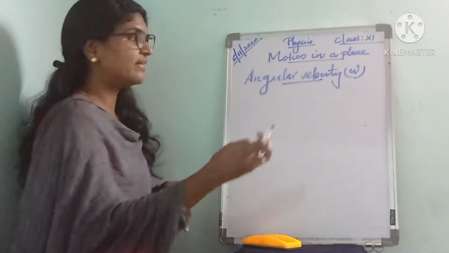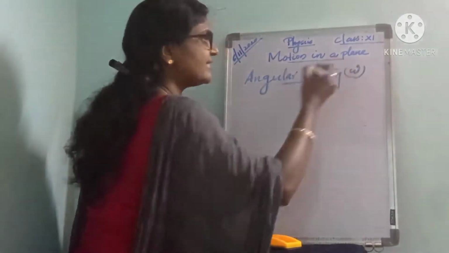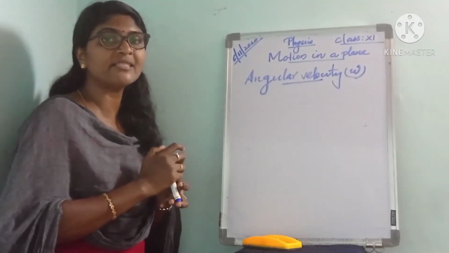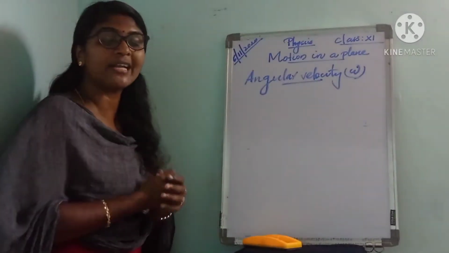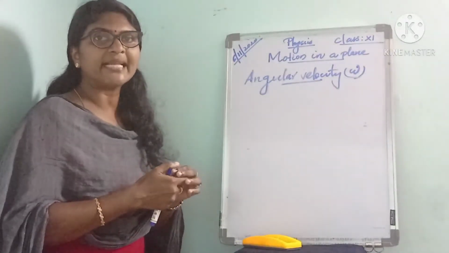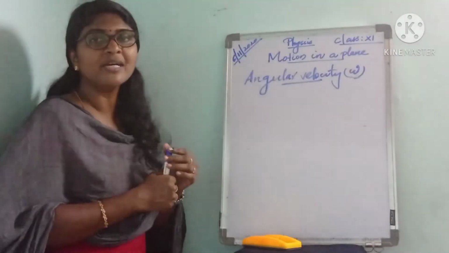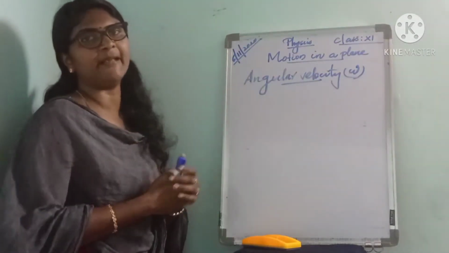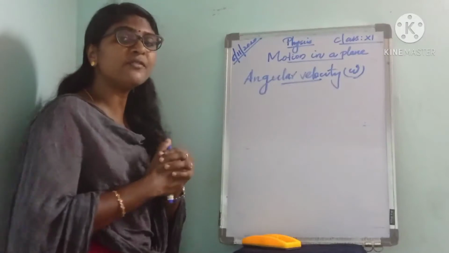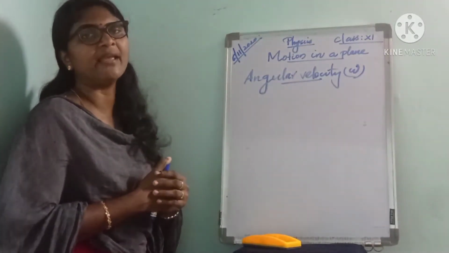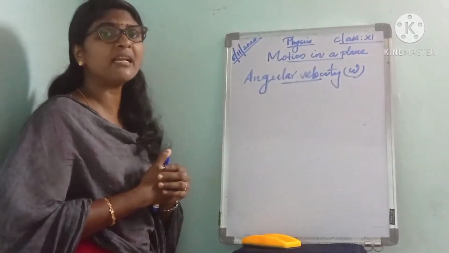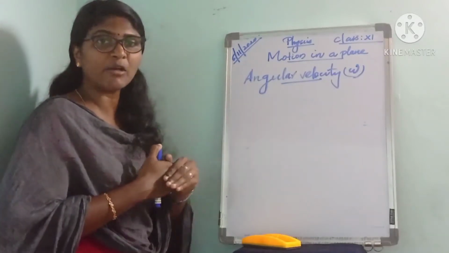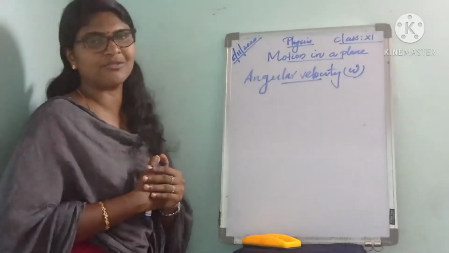Angular velocity is represented by omega. You already know what velocity is in straight line motion. We have already learned about velocity. It is the rate of change of displacement. So angular velocity is the rate of change of angular displacement. In straight line motion we call it simply velocity, but in the case of circular motion, instead of velocity we call this angular velocity.